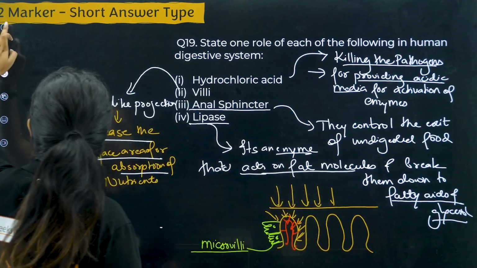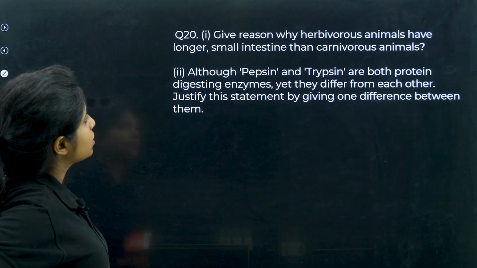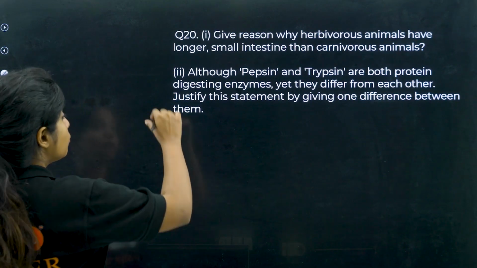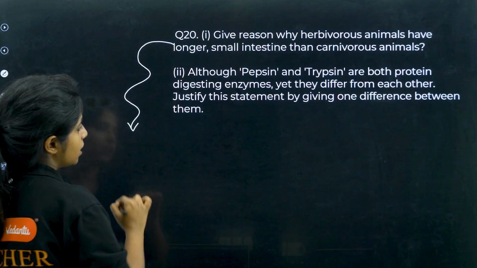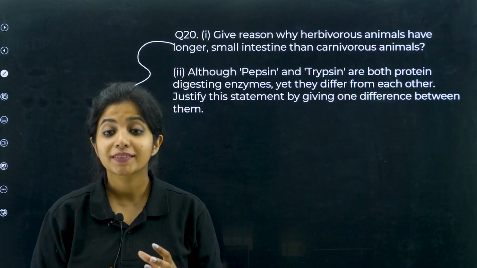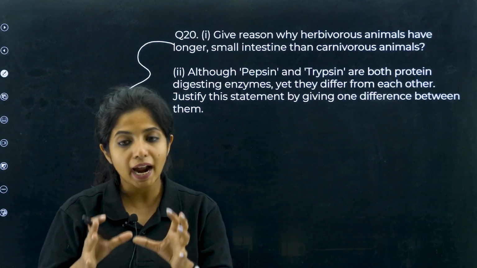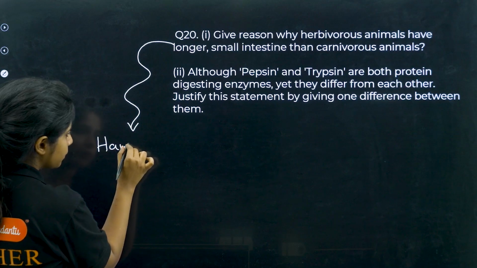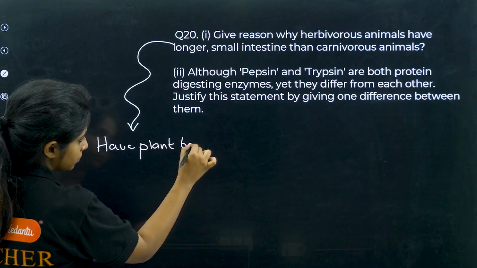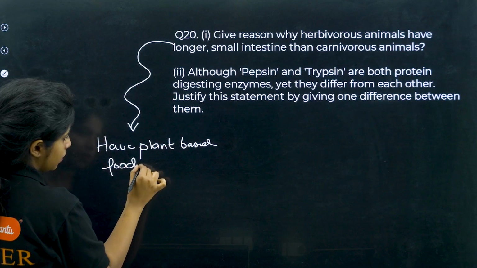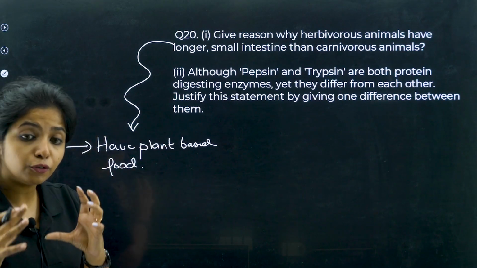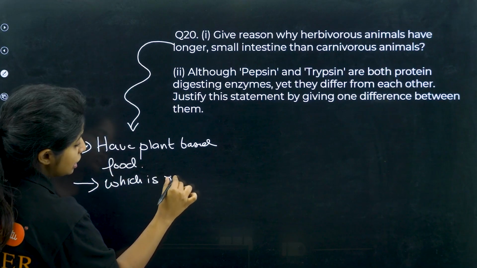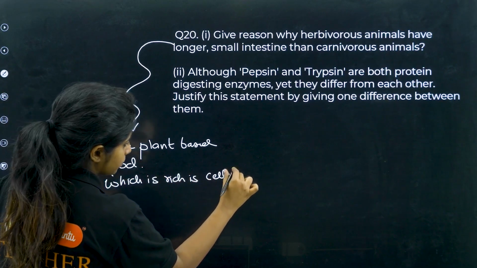Now going ahead, the next question is: give reason why herbivorous animals have longer small intestine than carnivorous animals. Many times I told you, that's a type of repetition that has come because children usually tend to forget. So why do they have it, children? Because herbivores have plant-based food. Now what is the plant-based food rich in? It is rich in cellulose.